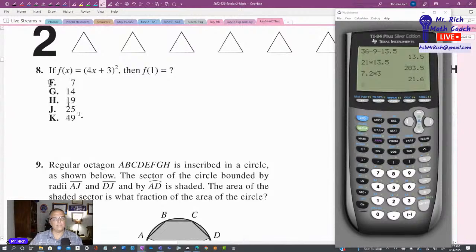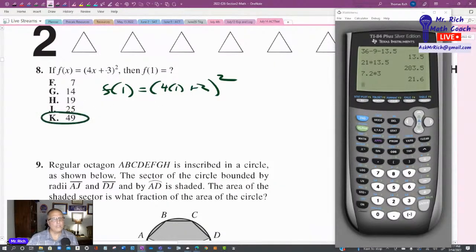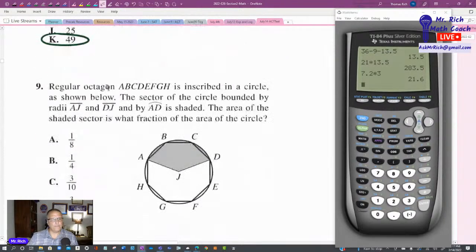Let's go to number 8. F of 1. All right, I can do this lickety split. So this is going to be 4 times 1 plus 3. I'm going to raise that to the second power. 4, 7, 49. 49. That was so easy. I want to make sure that I'm not missing anything. 4 and 3, 7, 7 squared, 49.